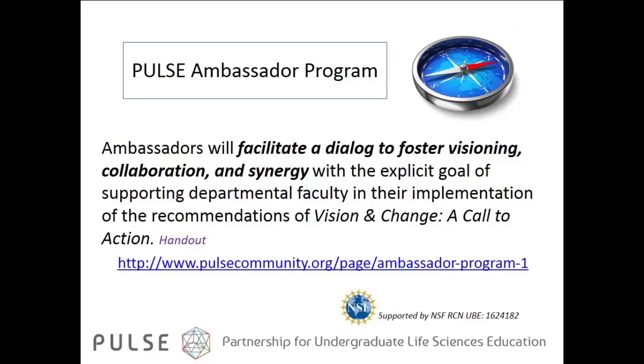The Pulse Ambassador Program is one that we have 4 more years of funding for. It will send 2 to 5 trained facilitators as a team to your department, depending on the size of your department, to foster dialogue around teaching and learning, the Vision and Change recommendations, and change efforts.